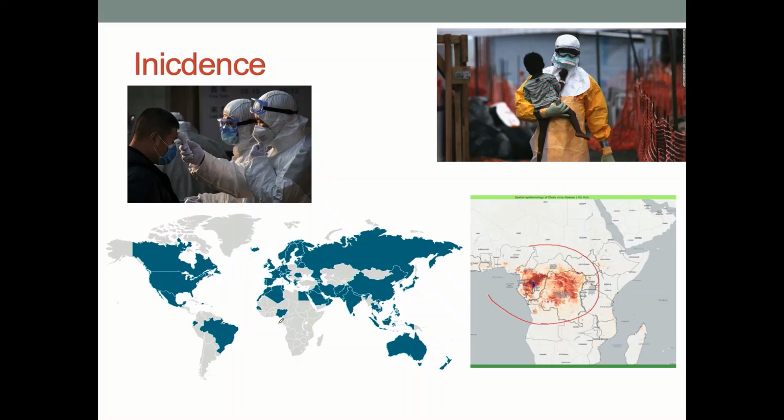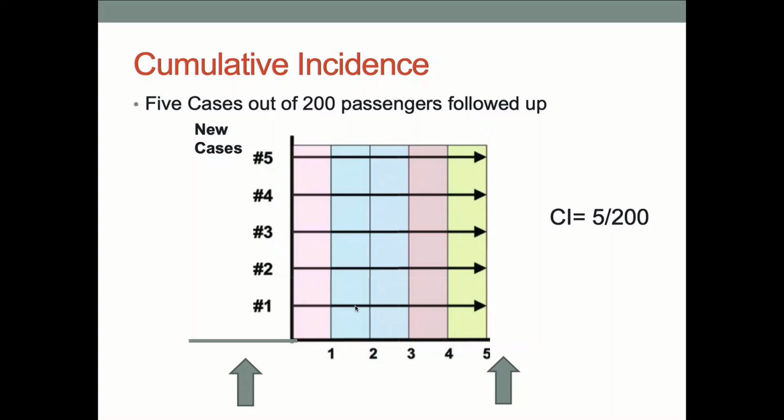These are the countries here that have identified the corona, so it's spread and it's spreading. So if we wanted to calculate cumulative incidence, the 5 cases out of 200 passengers were followed up, and we wanted to see what the cumulative incidence is.